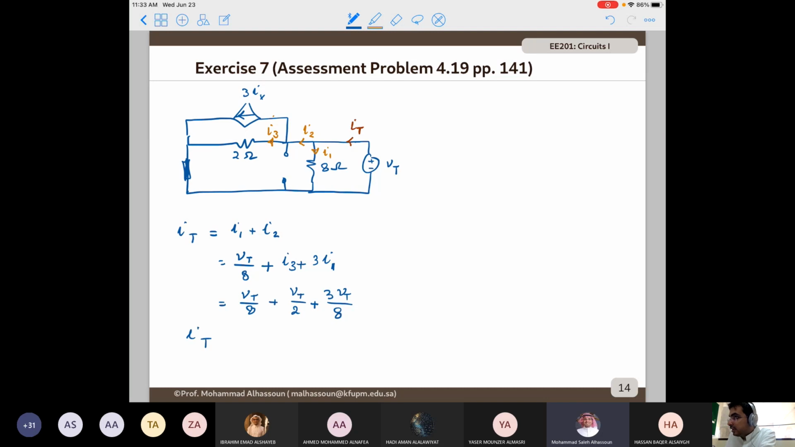So IT will be equal to VT. So R Thevenin will be VT divided by IT, which is 1 ohm. So the Thevenin equivalent resistance is 8 volt, 1 ohm resistor.